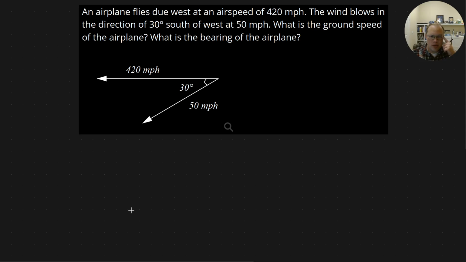So I'm going to have the airplane speed, or the airplane motion. I'll call that A. Okay? And it's moving 420 miles per hour to the west. So if we think about the XY plane like this, then that means it's moving down the negative x-axis. Okay, so negative 420, and then no movement at all along the y-axis. Okay.